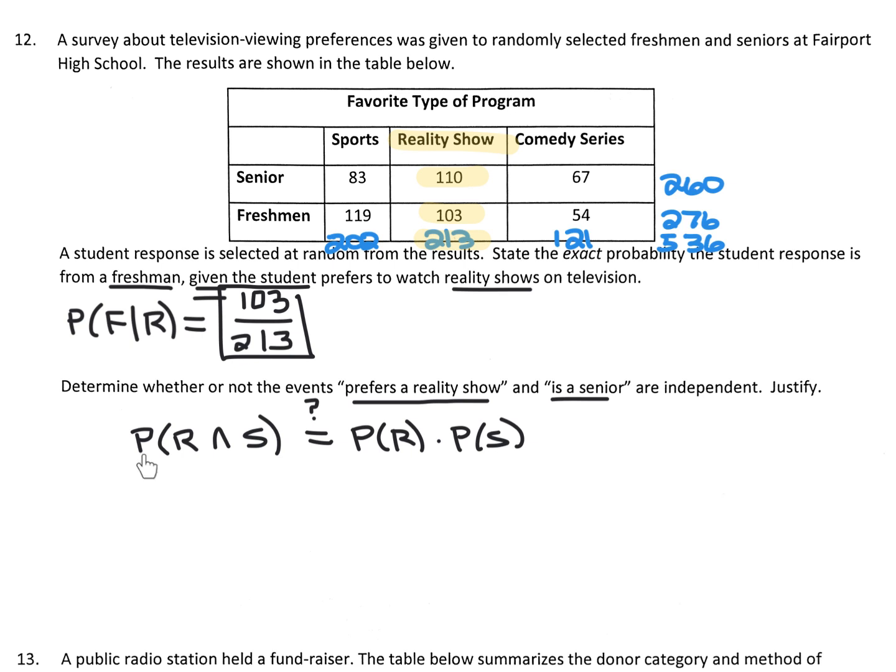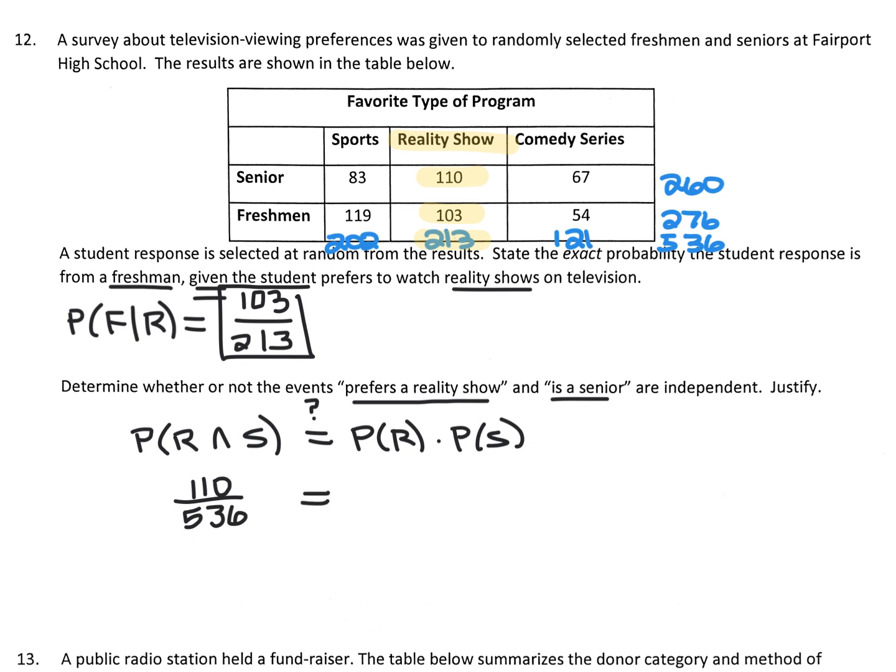All right, so let's start with the probability of reality and senior. There are 110 students who prefer reality and are seniors. So 110, and it's going to be out of the total. Unless we're given a specific category like we were up here, the total number will always be our denominator. So we said that was 110 out of the total 536.